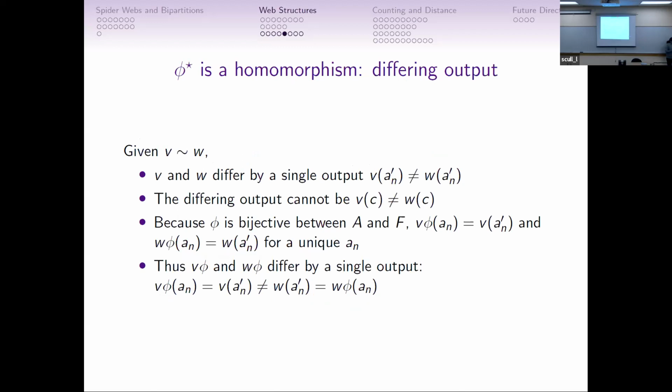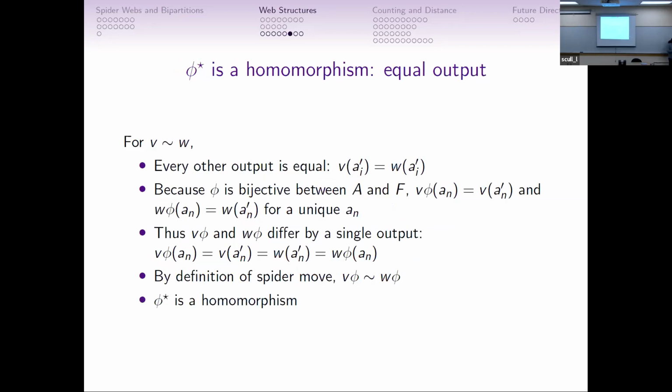So let V and W inside W prime be given. If they're connected, that means they differ by a single output as maps. Let that output be AN prime, let's say. Note that this output cannot be the center C, because there's only one center. We can't send a center to multiple places and stuff like that. So because phi is bijective between the bipartitions A and F, there is a unique AN such that phi of AN maps to AN prime. And it follows, we see from the bottom sort of non-equation we have here, that V phi and W phi differ at that single vertex AN.